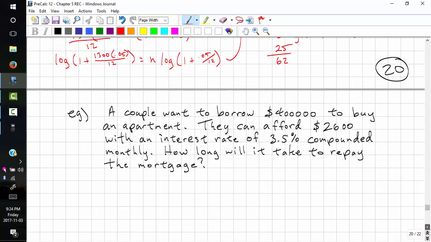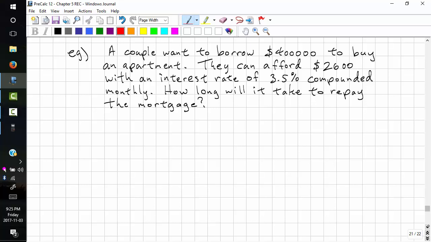Let's look at another problem. A couple wants to borrow $400,000 to buy an apartment. They can afford $2,600 a month with an interest rate of 3.5% compounded monthly. How long will it take to repay the mortgage? So this time we use the PV formula.